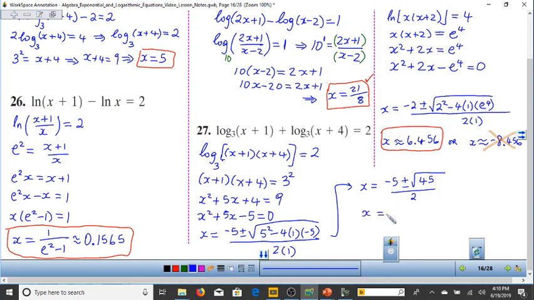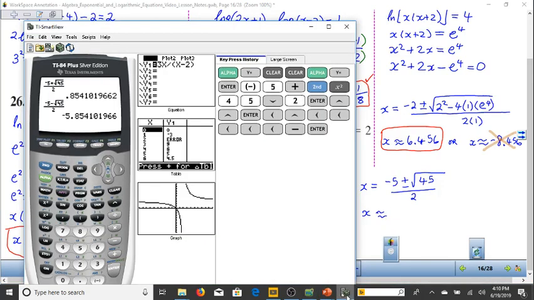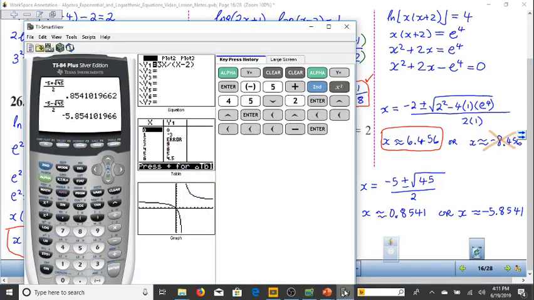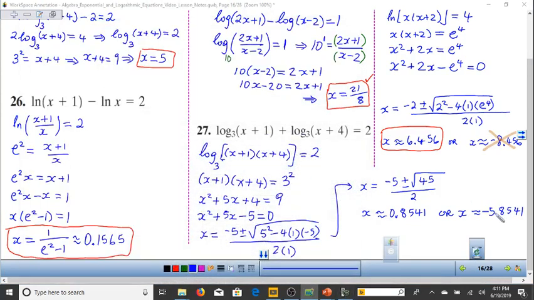So checking my answers here, I get x is approximately equal to 0.8541, or x is approximately equal to negative 5.8541. And as you can see here, one of the answers is a negative. If you try to plug that negative into these parentheses, you will get a negative input for a logarithm, and that doesn't work. I'm going to leave you to check for the other answer here.